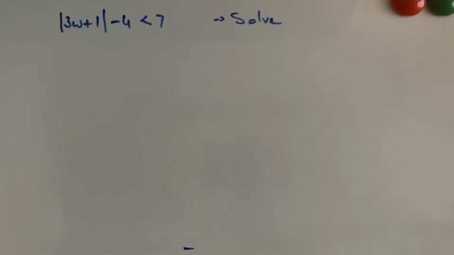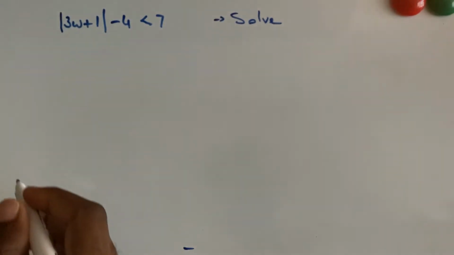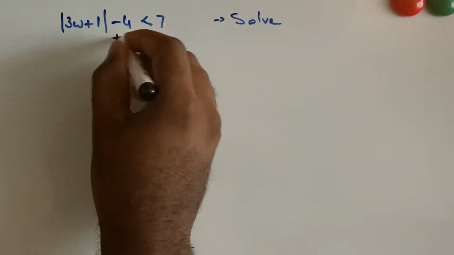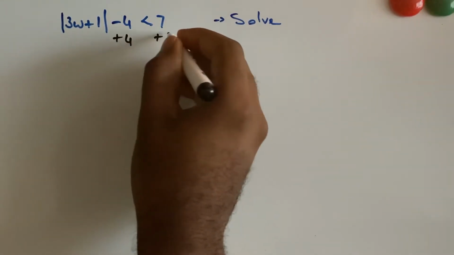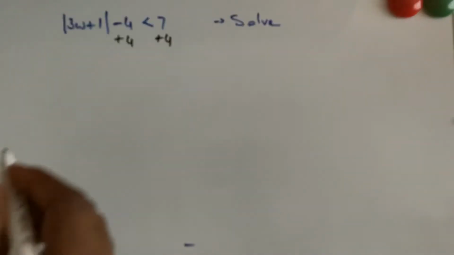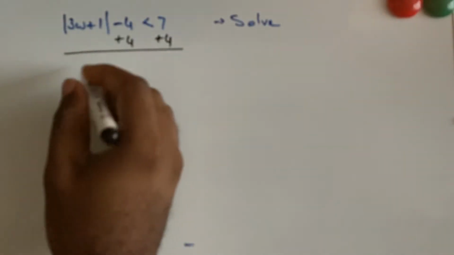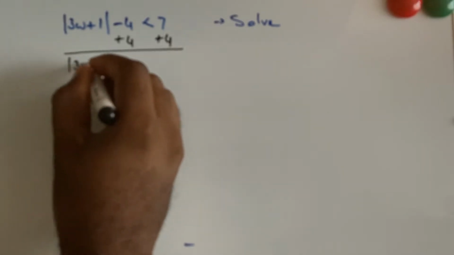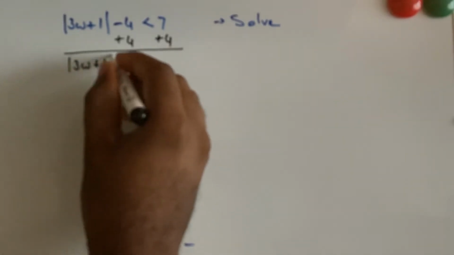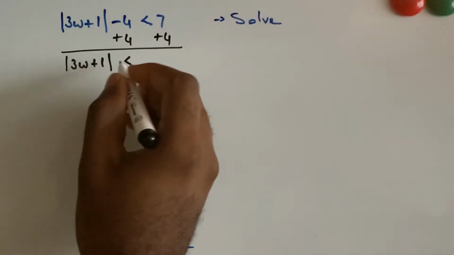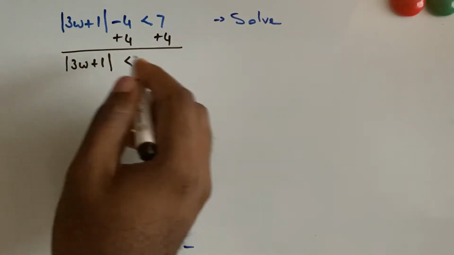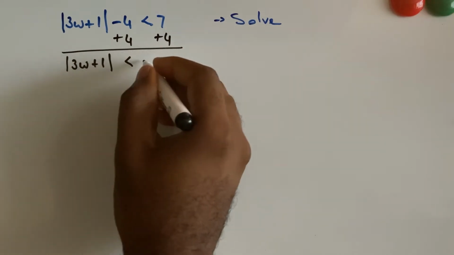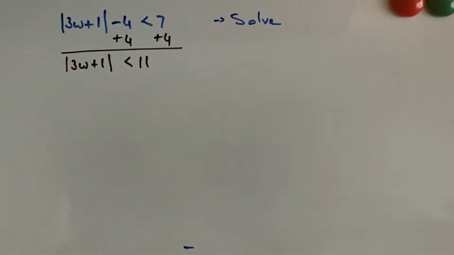So I'm going to try to isolate here, and while isolating, I'm going to have to add 4 to both sides here. You add 4 to both sides, and doing that, I'm going to end up with the absolute value of 3w plus 1 less than, because negative 4 plus 4 is 0, I don't have to write that, less than 11. Okay, 7 plus 4, 11.